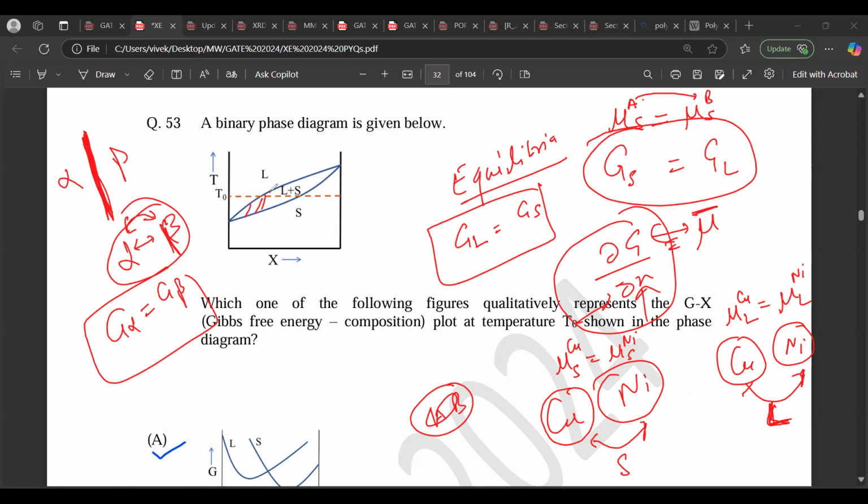That is, in this area, within this solidus and liquidus line, both liquid and solid are available, which means both have the same energy. That is, they are in equilibrium. The moment solid has lower energy, please remember, the moment the solid phase has lower energy than the liquid phase, that means the free energy of solid is lower than the liquid phase, all the liquid will start transforming to solid.